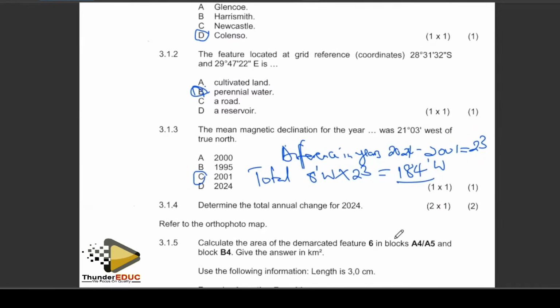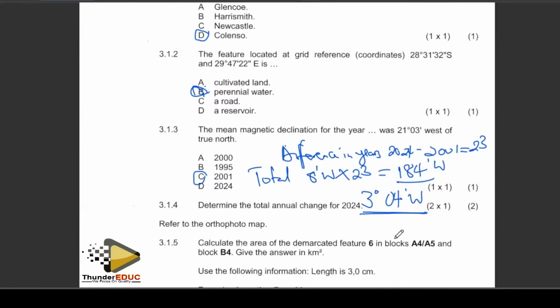We have to deduce the number of degrees from there to get the degrees and the remaining minutes. If we divide this by 60, the multiple of 60 here is 180. 6 times 3 is 180, and we remain with 4 from 184. So it means it's 3 degrees and 0.4 minutes to the west of true north.